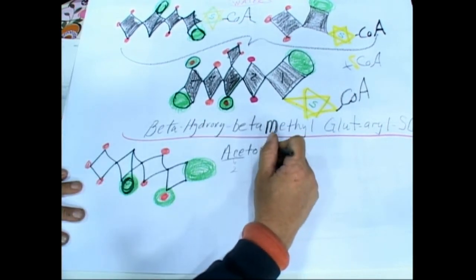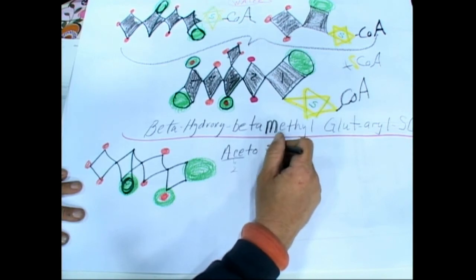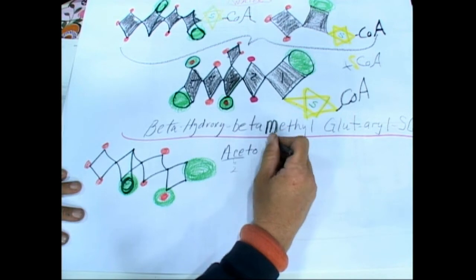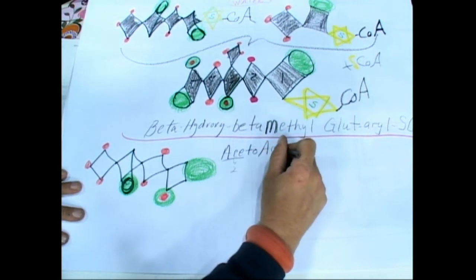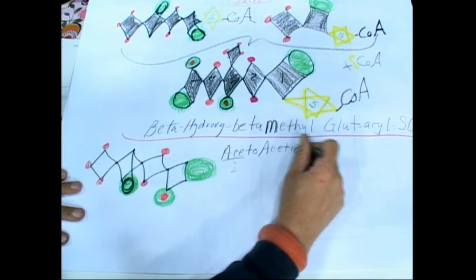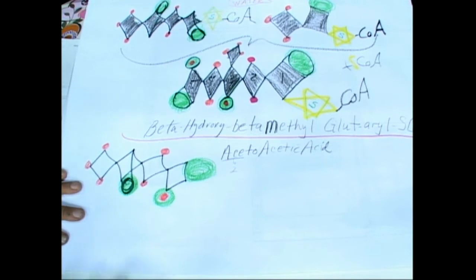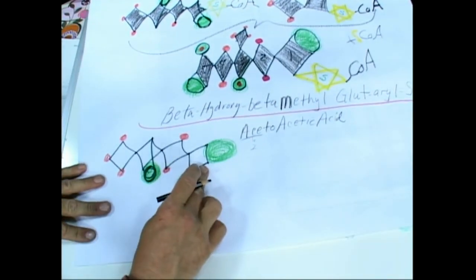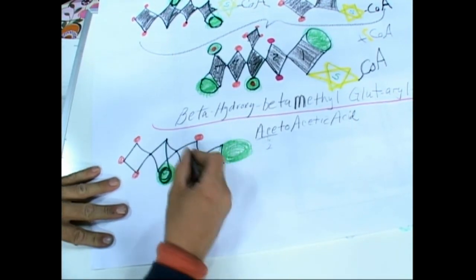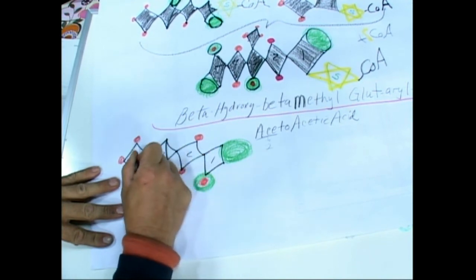Aceto. Change the spelling. Higher case, lower case. Because, boy, when they're together all lowercase, I can't even read them. Acetic acid. So you get this. This would probably be number 1, 2, 3, 4.